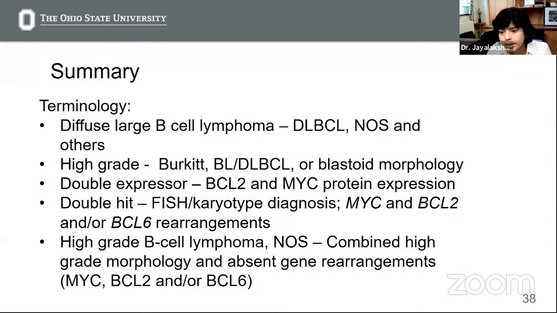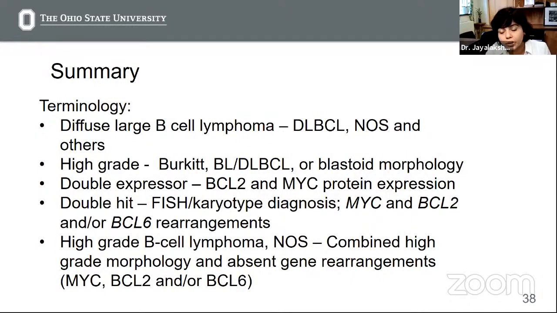Double expressor is when MYC and BCL2 are expressed at protein level, whereas double or triple hit is a FISH or karyotype diagnosis and needs to have gene rearrangements. High-grade B-cell lymphoma NOS is a specific category now, and all the aggressive B-cell lymphomas we cannot. High grade is not anymore a prognostic type. I mean, prognostic type in the same sense, we cannot apply high-grade B-cell lymphoma as a broad category.